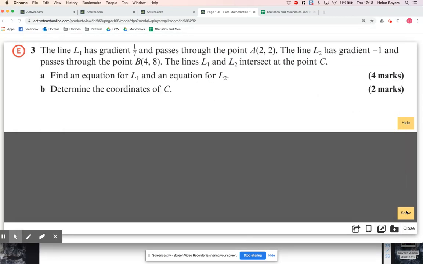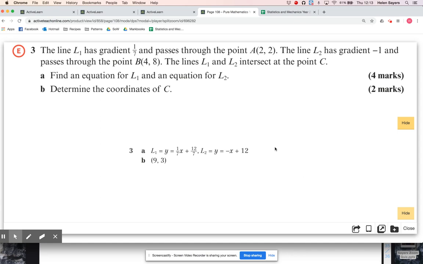Okay, so let's just double check those answers. 9, 3 we got. Yeah, so they've given both of theirs in the form y equals mx plus c. Yep, that is what we got, but any correct equivalent of those would be absolutely fine.